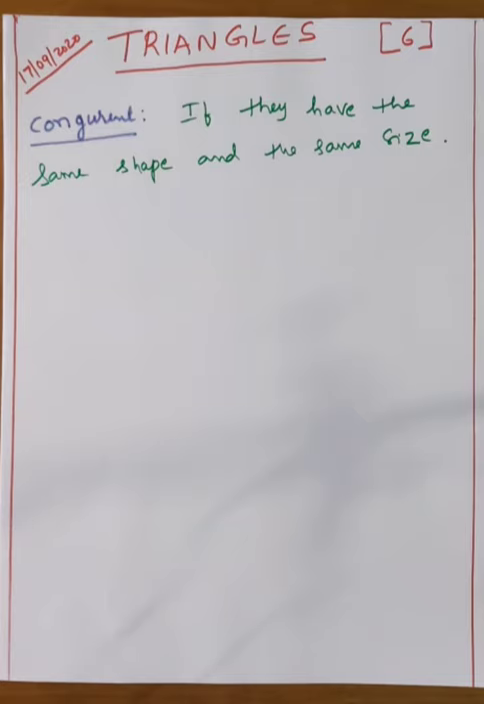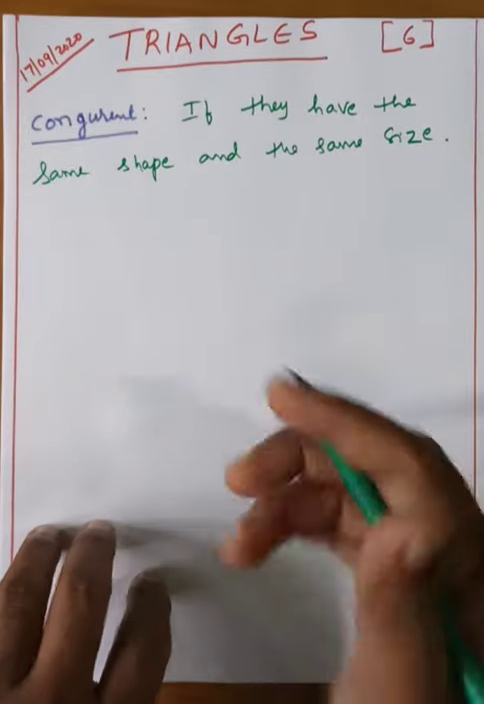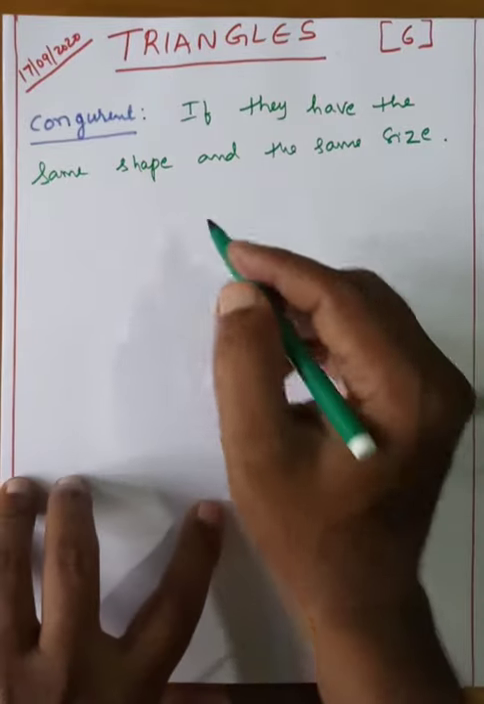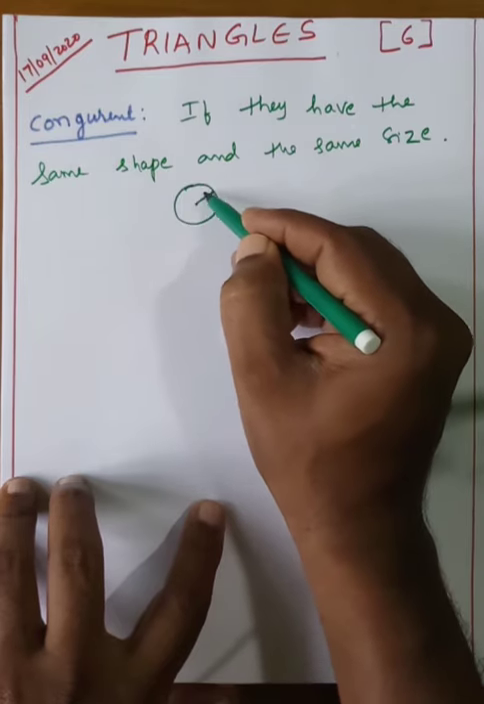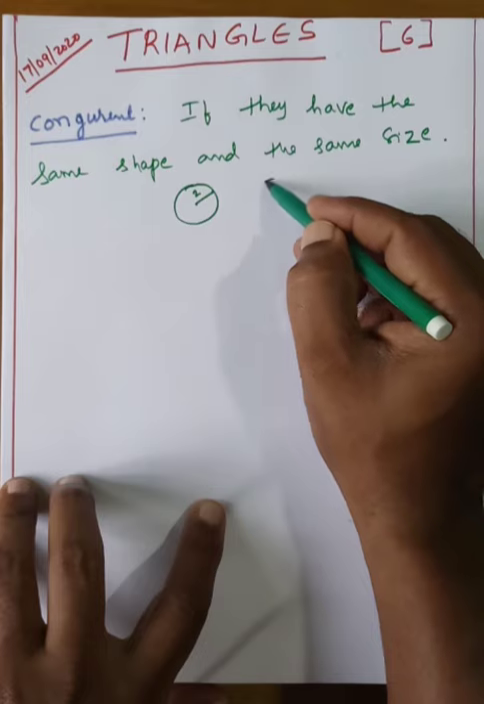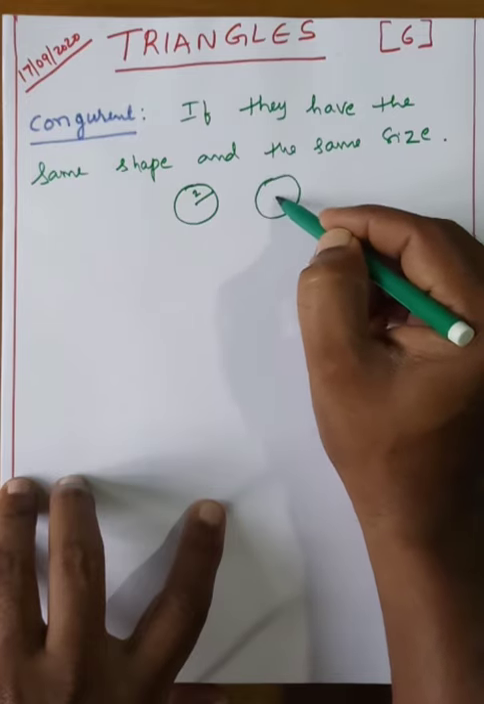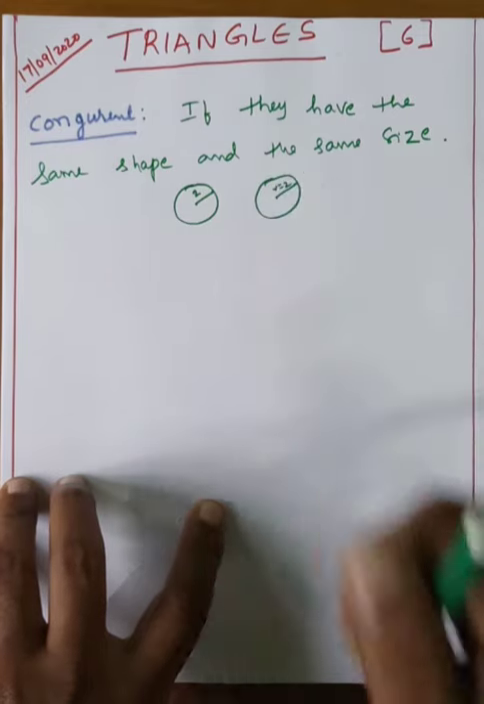Now, suppose the figures have the same shape but not necessarily the same size. Those are called similar figures. Before this, let us understand what congruent means. Suppose you take a circle whose radius is 2. Again we take another circle, and this radius must also be 2. These two are 100% congruent.